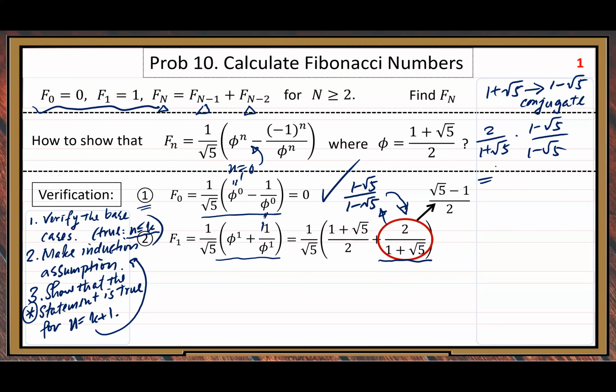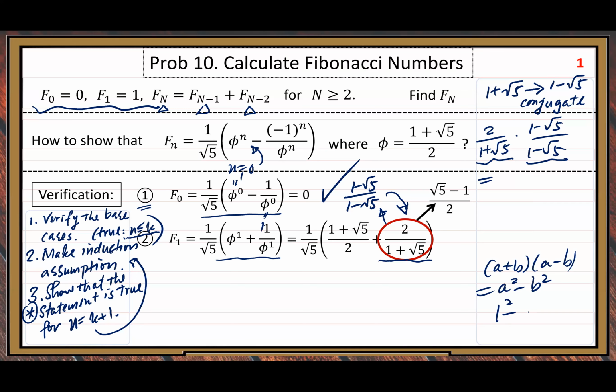All right. Look at the denominator. 1 plus root 5 times 1 minus root 5. I think you know this formula, right? Well, a plus b times a minus b equals a squared minus b squared, right? So here, 1 plus root 5 times 1 minus root 5.